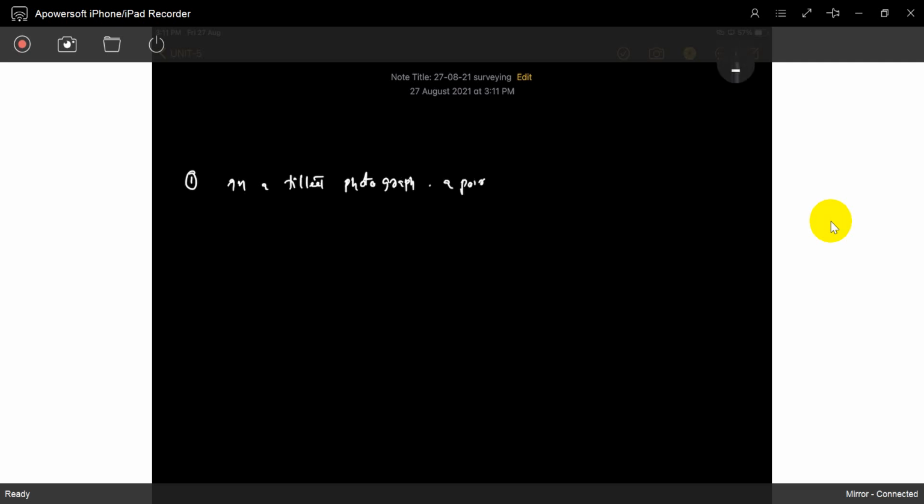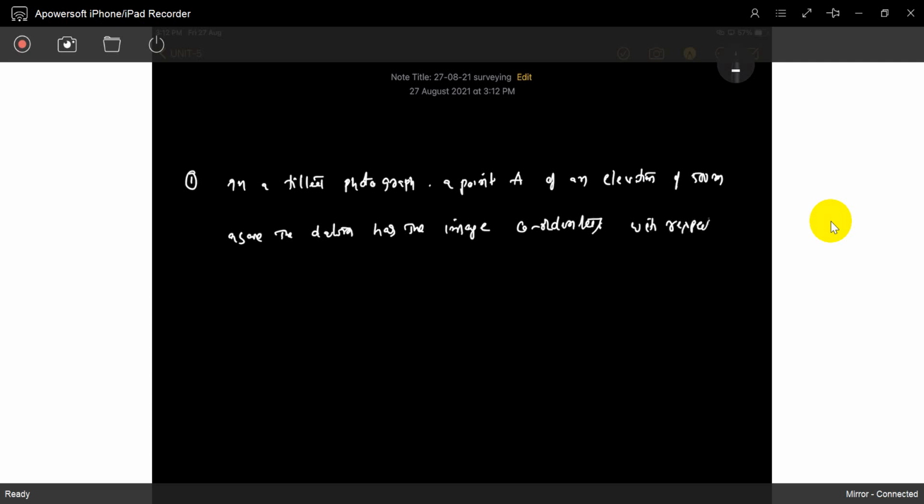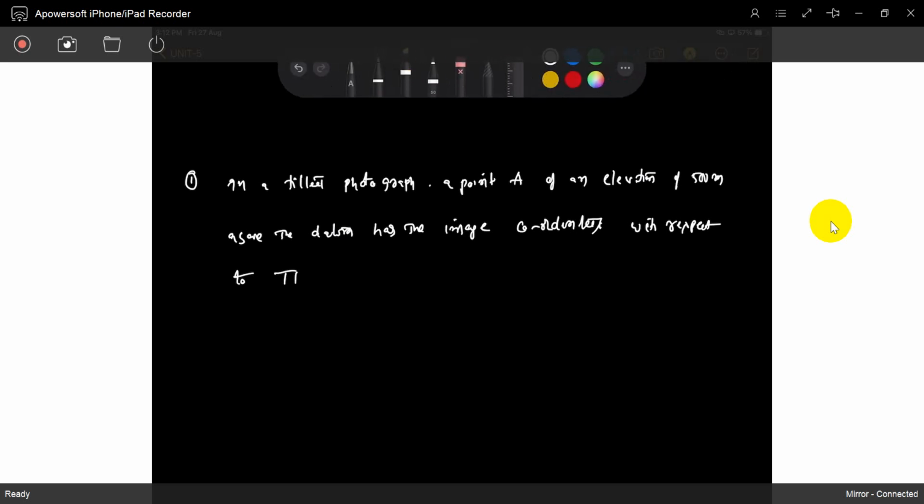a point A of an elevation of 500 meters above the datum has the image coordinates with respect to the Photogrammetry axis.